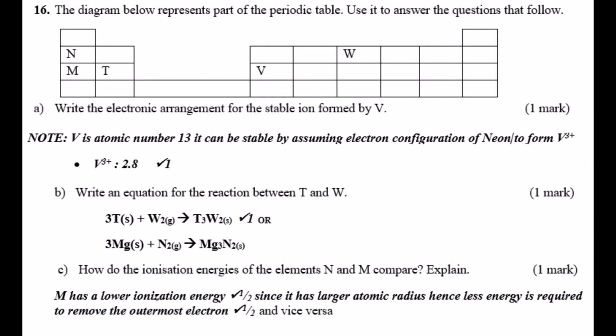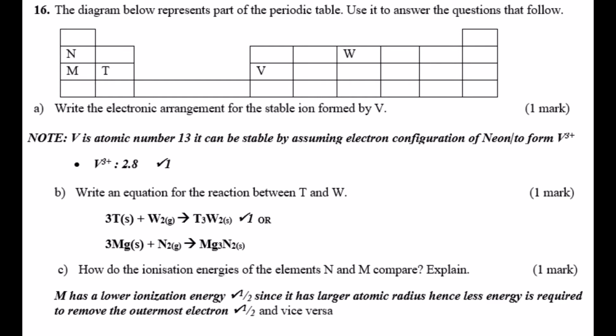The equation for the reaction between T and W, at the back of your mind, you should know T is magnesium and W is nitrogen. So you can write the equation as they are given. 3 moles of T requires 1 mole of W, and W being nitrogen, it's diatomic, to form T, the W, the way it is. And if you go ahead to identify the elements as they are in the real periodic table, that is magnesium and nitrogen, the equation will still be correct if well balanced.